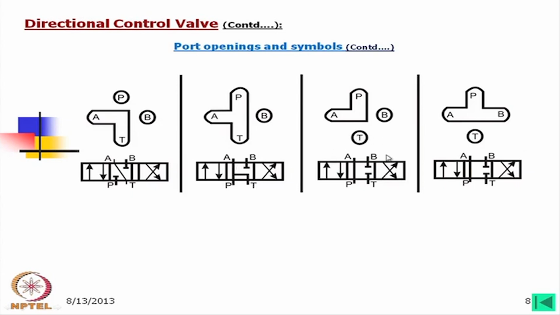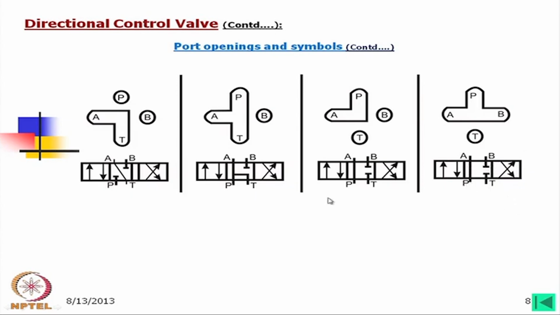And if we come to this one, there is always a flow to the A side from the pressure side, whereas B and T remain closed at neutral. And here this also A, P and B are interconnected, but T is closed. Possibly there is a mistake, that we have to connect this one. Actually, in the symbols this mistake is there, A should be connected to B.